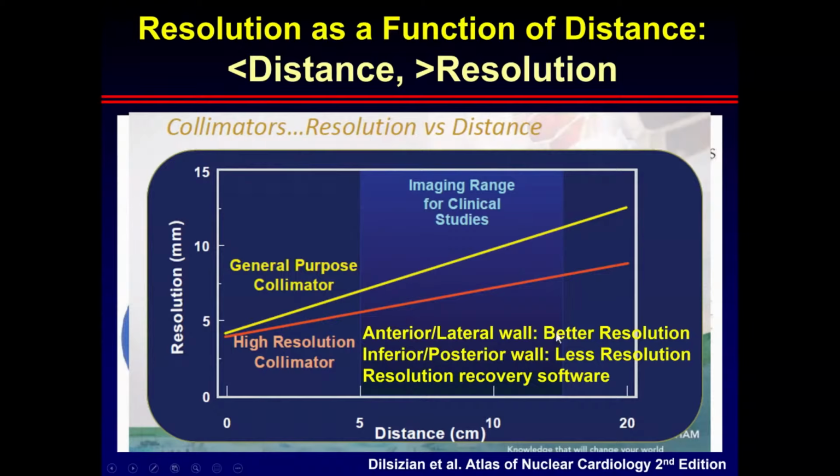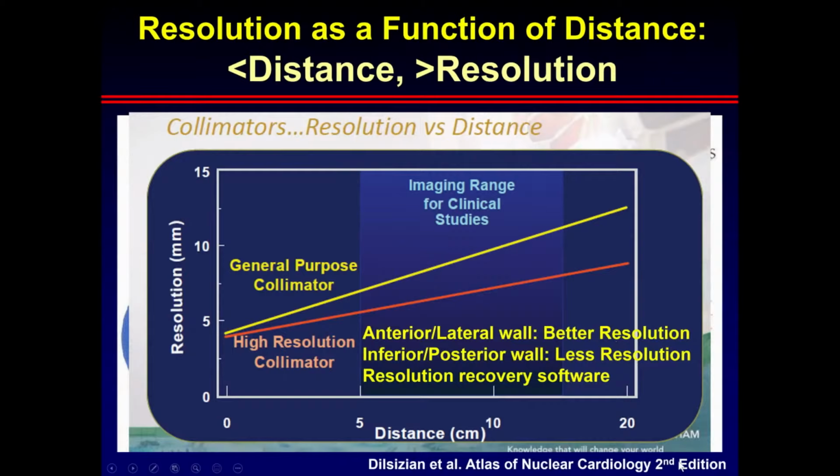But it's also important when you think about what we're imaging. For instance, the anterior and lateral wall of the heart will always be resolved better than the inferior and posterior wall of the heart. And why? Because the inferior and posterior walls of the heart are always going to be further from the collimator and from the sodium iodide crystal than the anterior and lateral walls of the heart.